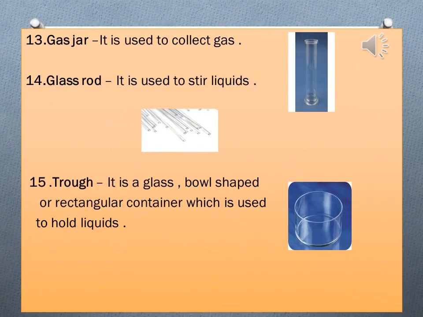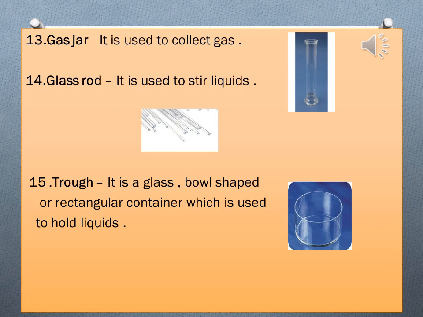Now the next apparatus is gas jar. Gas jar is a long cylindrical jar. Now if you see in the diagram of gas jar, it is a long cylindrical tube with a broad base and broad opening. This gas jar is used to collect the gases which are formed during the experiment.